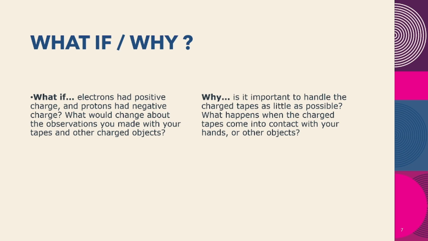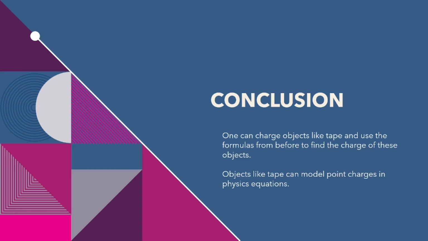And then why is it important to handle charged tapes as little as possible? What happens when the charged tape comes into contact with your hands or other objects? When we change the charge by quickly ripping the tape off of the other tape, we undo it by handling it with our hands or other objects, because then the electrons and other particles interact with each other and return it back to normal. They attract to each other, they try to become balanced. And so we don't want to remove the little temporary charge that we've created on it, at least for showing our experiment.